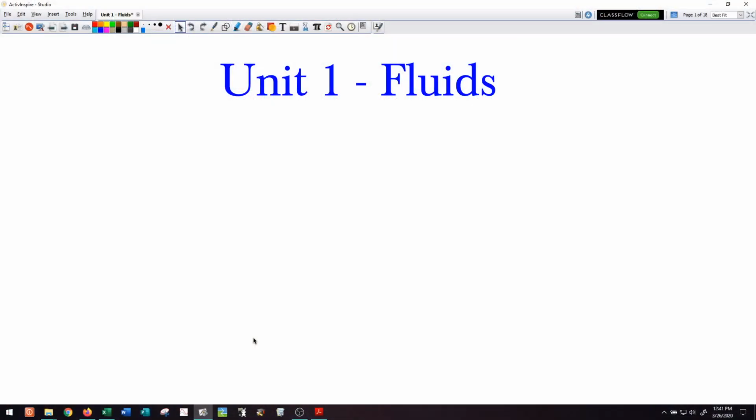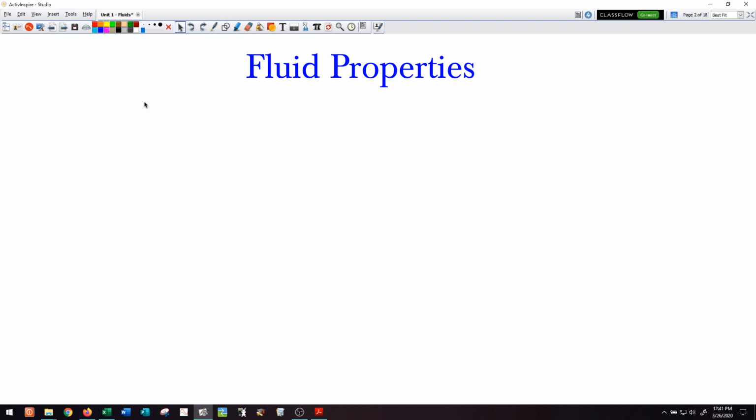All right, Unit 1 on fluids. We're going to start off by talking a little bit about basic fluid systems. When we're talking about a fluid property, we're talking about how fluids can take the shape of their container. They're also non-solid, and we're talking about liquids and gases. So don't forget about that.